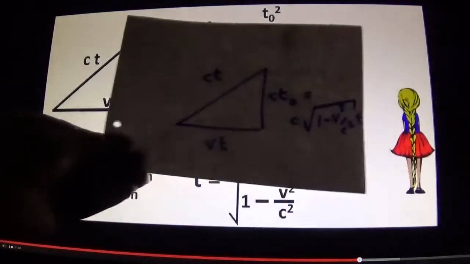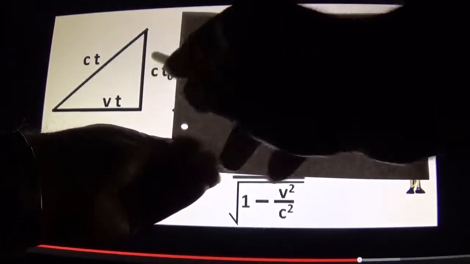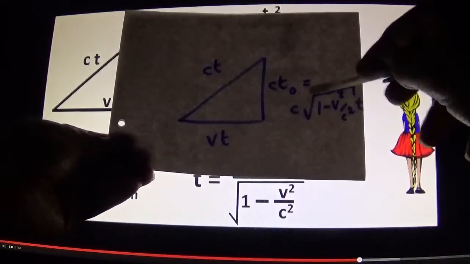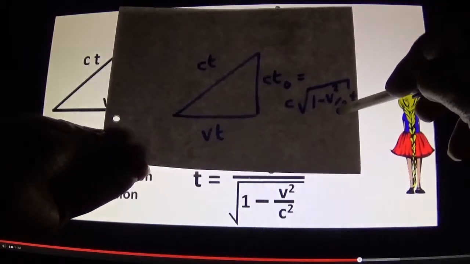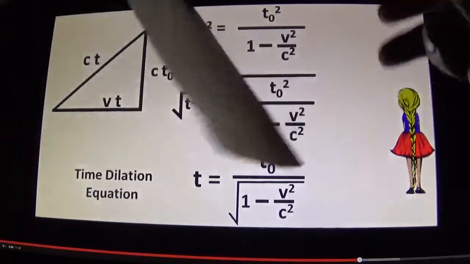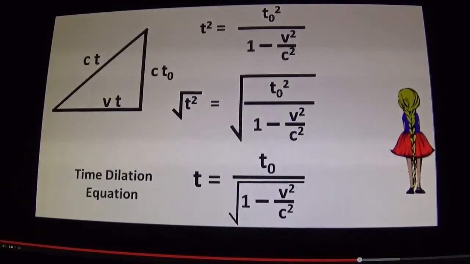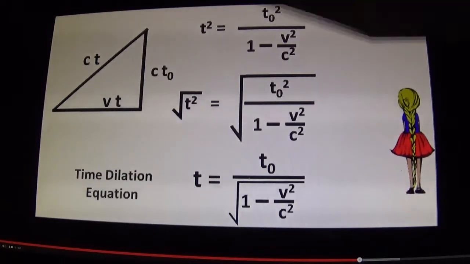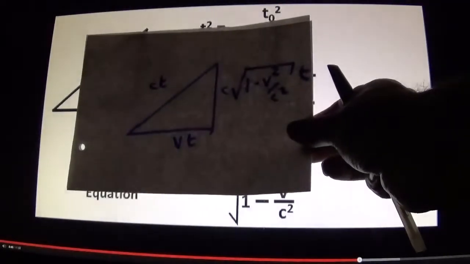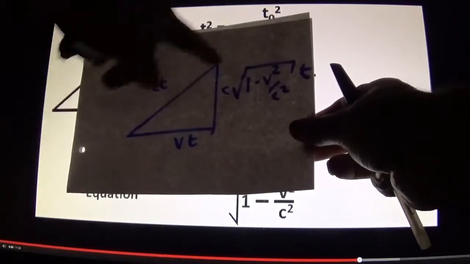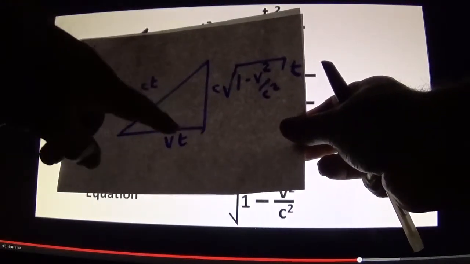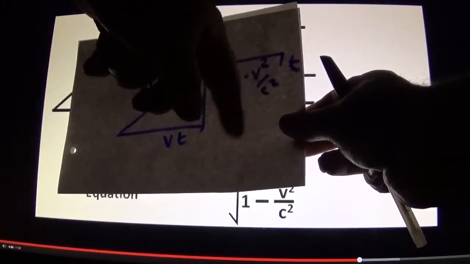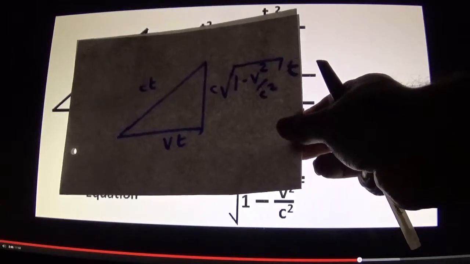So what we get is CT0. CT0 is equal to C times the square root of 1 minus V squared over C squared times T. So we can just drop the CT0, and so what we get is just that. You've got CT along there, VT along there, C times the square root of 1 minus V squared over C squared, and that's times T.